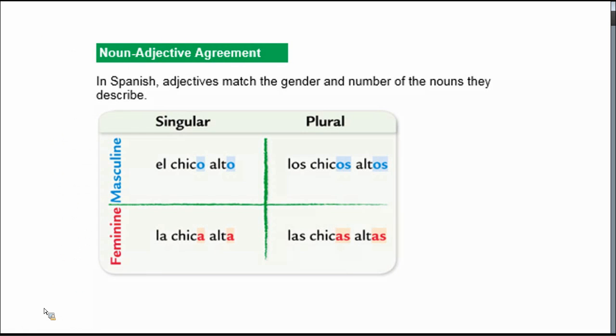Okay, so this is the chart that focuses on the adjective agreement. The adjective is going to come after the noun, and you'll notice that the endings are matched as they're highlighted there. Same idea. You're matching in gender, which is feminine or masculine, and then whether it's singular or plural.